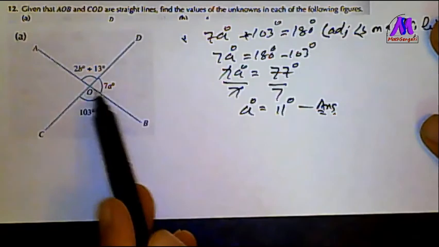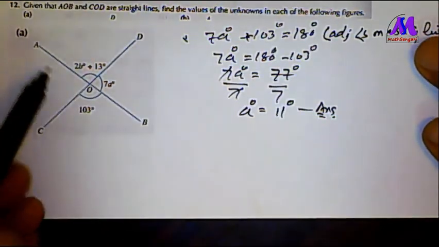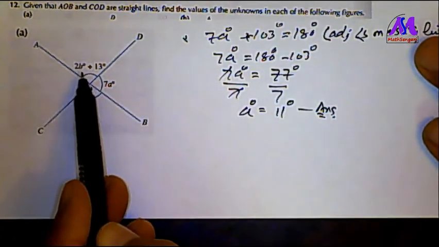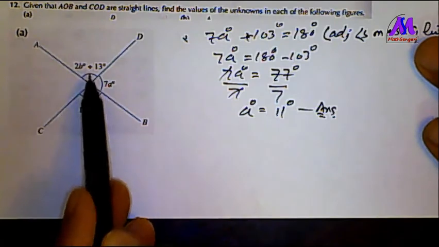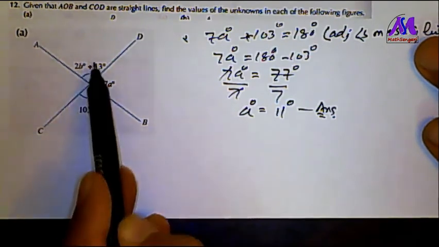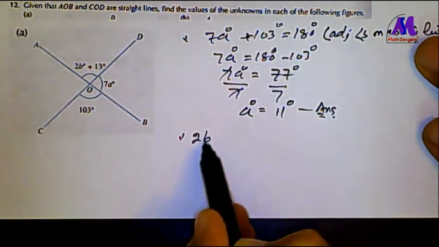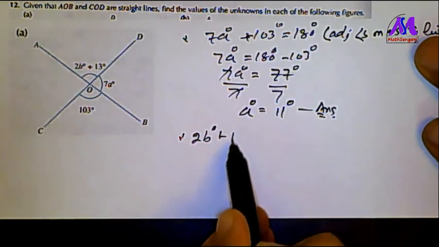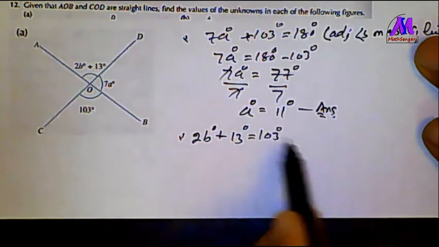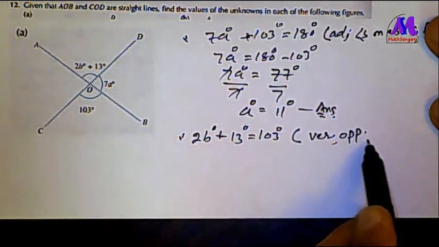Now we have to find the value of b. From here, the line AB intersects line CD, so it means 2b degrees plus 13 and 103 degrees, these two angles, are vertical opposite angles. So right here, 2b degrees plus 13 degrees will be equal to 103 degrees, because they are vertical opposite angles.